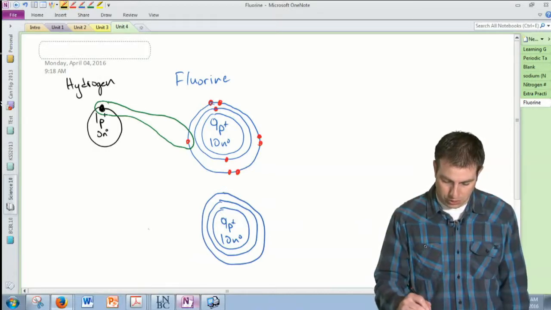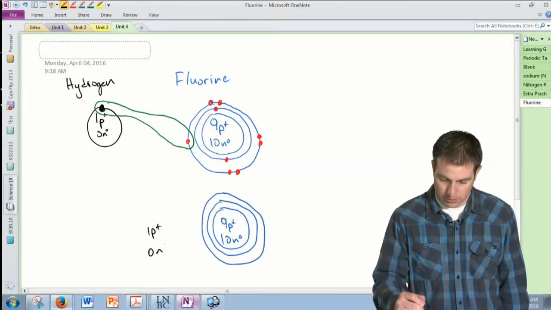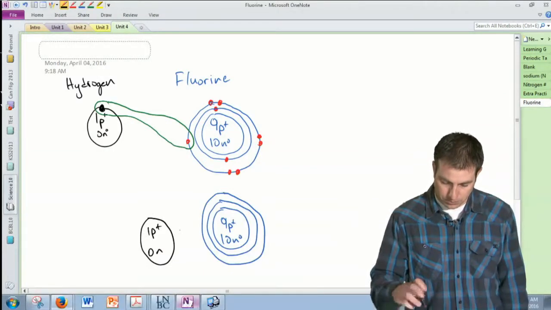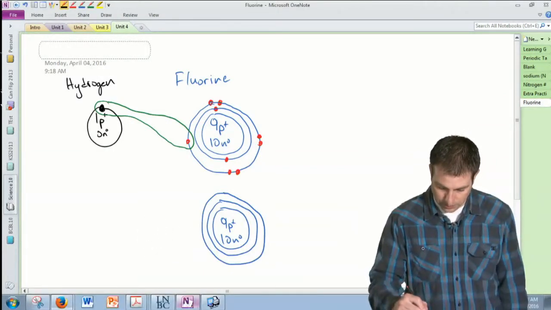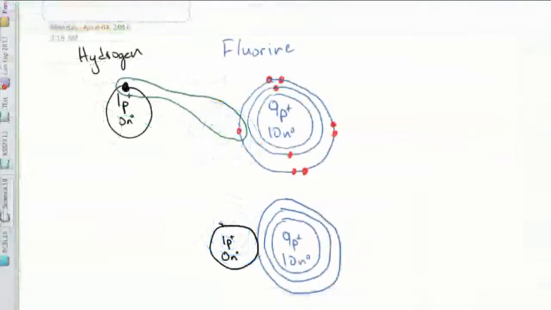Draw my little hydrogen over here. I guess I draw it a little closer. 1 proton, 0 neutrons. Makes more sense. All right, so there's that 1 electron from hydrogen. There was that 1 from fluorine. Fluorine also has another 7 in that shell, 2 in this shell.